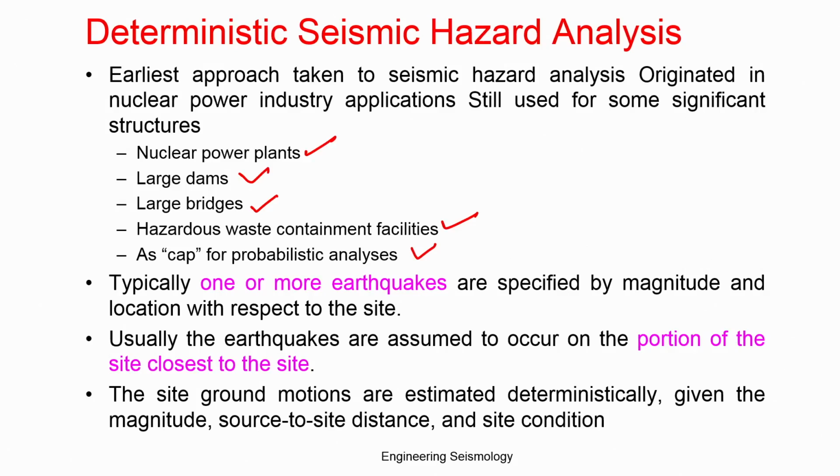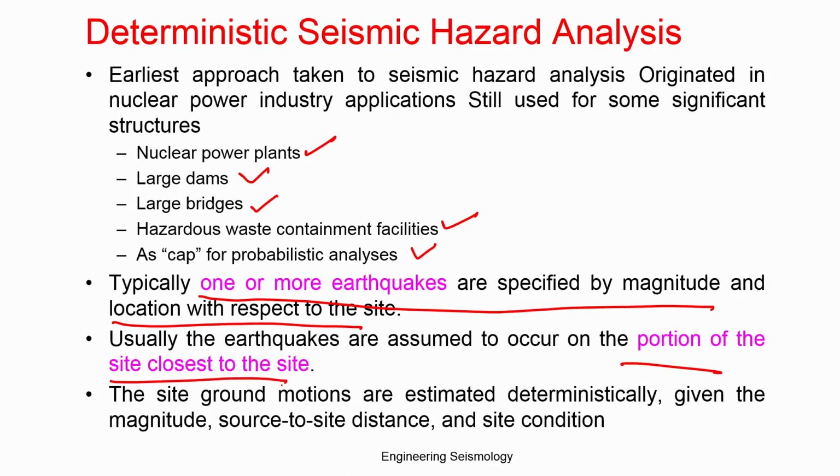Typically one or more earthquakes are specified by a magnitude and a location relative to the site. That earthquake is considered the worst scenario earthquake, or critical earthquake, for the site. Usually the earthquakes are assumed to occur on the portion of the source closest to the site, so the distance will be the closest to the site. The site ground motions are estimated deterministically by giving magnitude, source to site distance, and site condition.